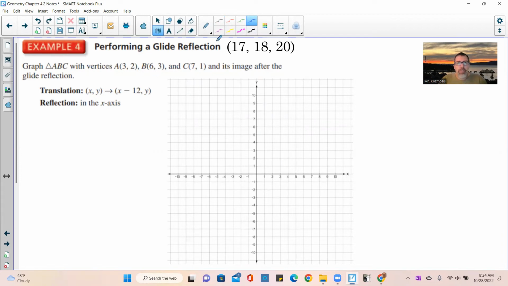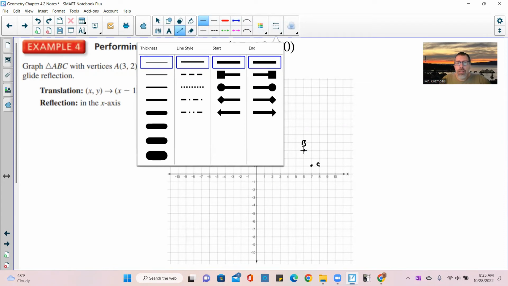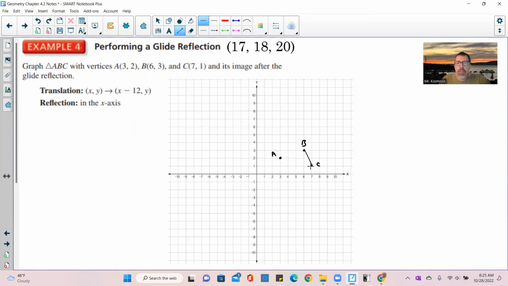Actually, I want to use black. Over 3 up 2 is right here. And that is A. B is over 6 up 1, 2, 3, which is here. And C is 7, 1. So here's A, B, and C. Now let me just draw segments to each of those. And so here's segment BC. Here is segment CA. And here is segment AB. So there's triangle ABC as they said to graph.